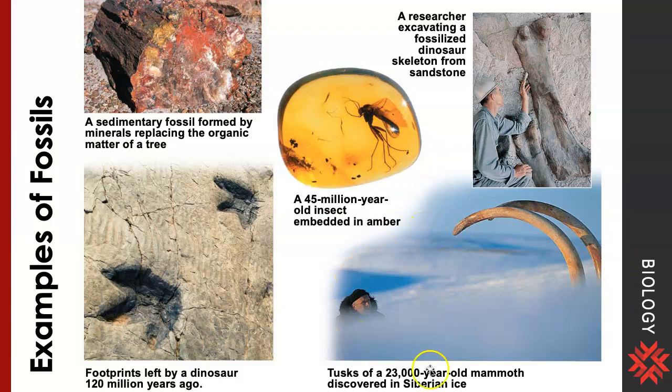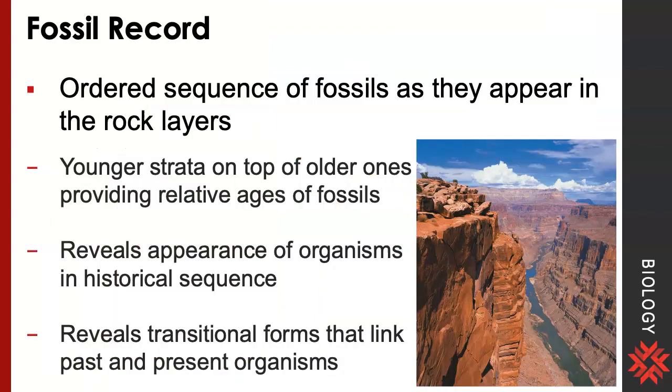You can also get fossils that, rather than hardened and mineralized over time, have been preserved in ice as well. So for example, you can get some mammoth tusks or even parts of the actual mammoth body itself preserved in ice. And then you can inspect those fossils to look for similarities between those organisms and species that are living now. So then when you inspect all of these different fossils, you can put together a fossil record.